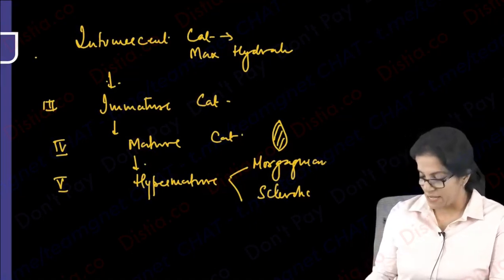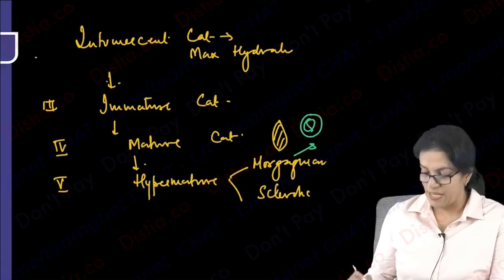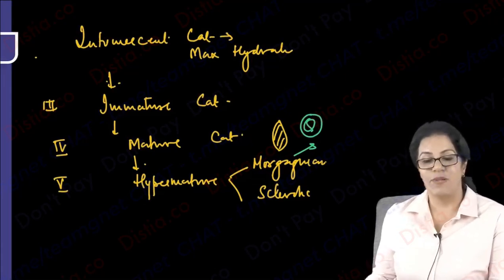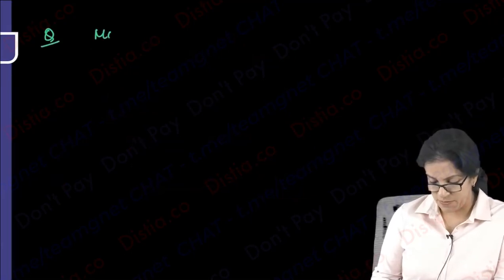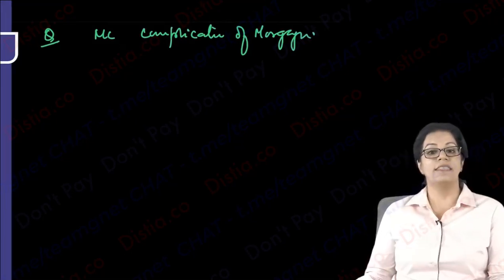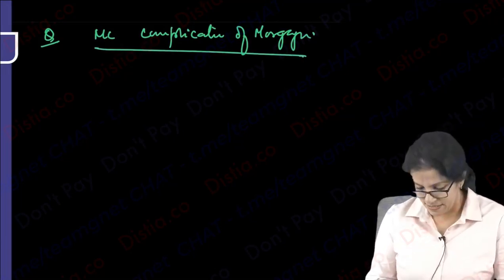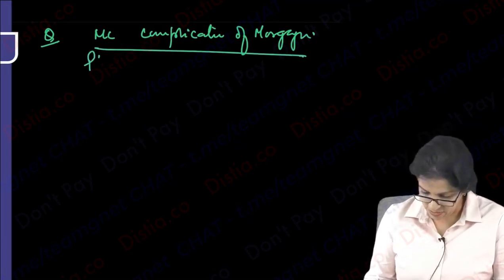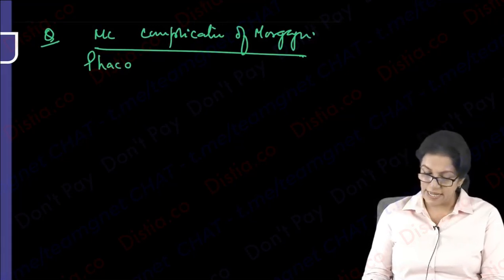Okay, one very important exam question. We put a Q here. What is the most common complication of hypermature Morgagnian cataract? Most common, make a Q and write down, most common complication of hypermature Morgagnian. So what are you going to write? Our answer is phacolytic glaucoma. Phaco means lens and lytic is lysis.